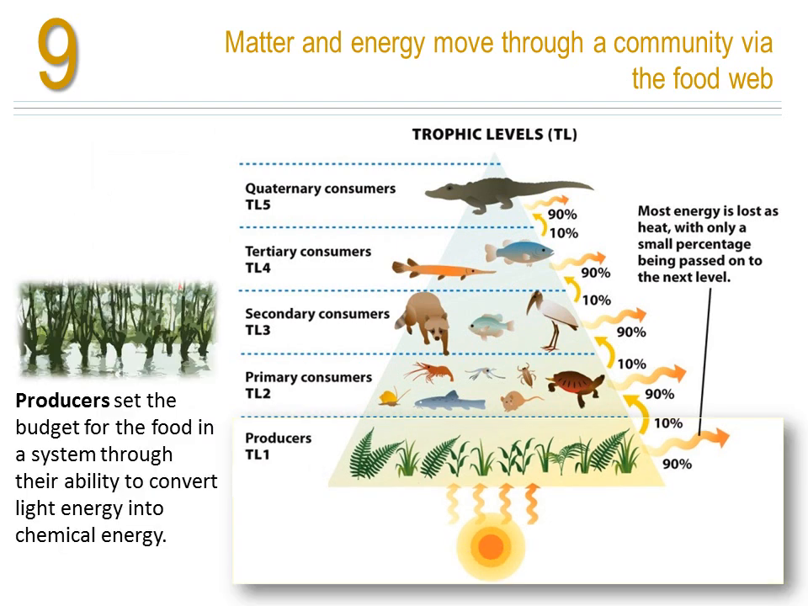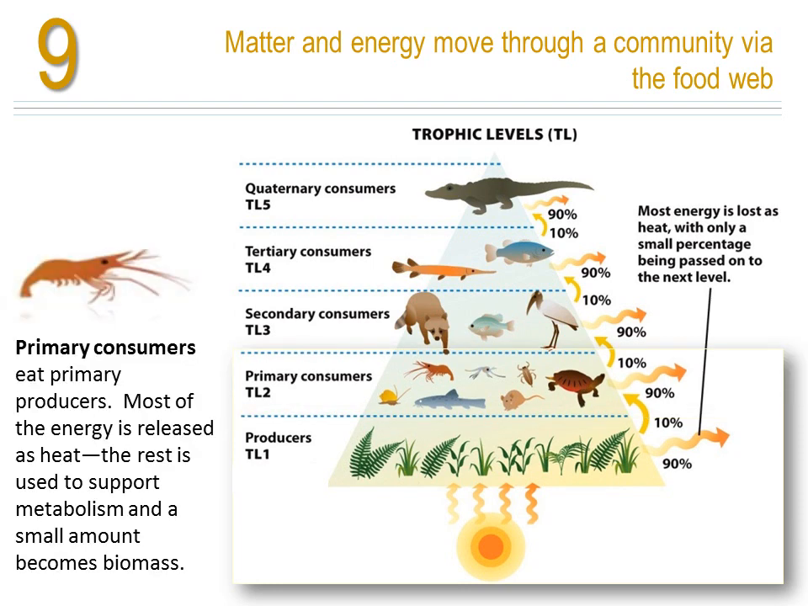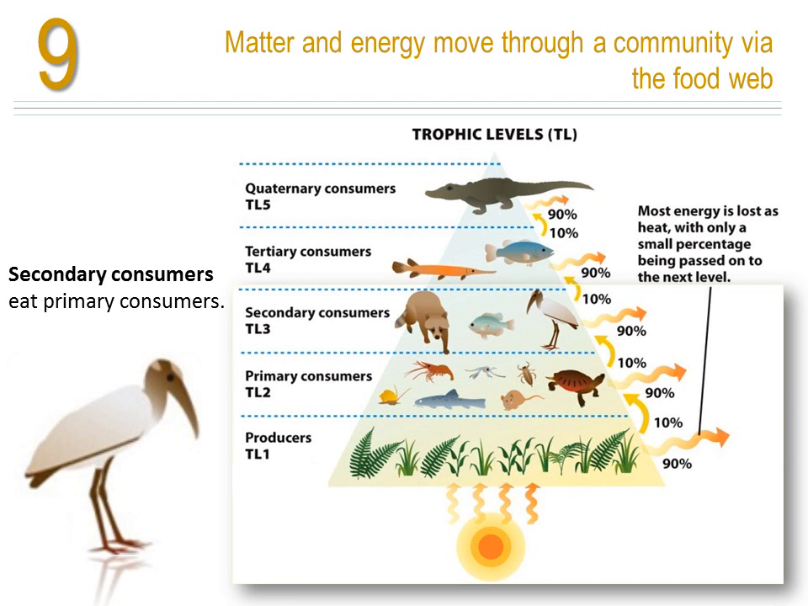Okay. The producers set the budget for the food in the system through their ability to convert light energy into chemical energy. How cool is that? That's how life started. Primary consumers will eat producers. Most of the energy is released in heat. The rest is used to support metabolism, and a small amount becomes the biomass. Biomass meaning the meat and the bones and the stuff that makes up the animals.